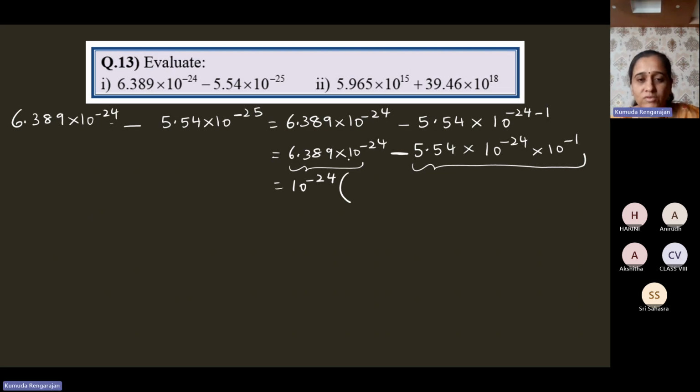Now, look at the first expression. 10 to the power minus 24 is out here. So write the 6.389 inside the bracket first. Then put this minus sign. Now, in the second expression, 10 to the power minus 24 is out here. So write the remaining. So what remains? 5.54 into 10 to the power minus 1. Close the bracket. Is this understood?